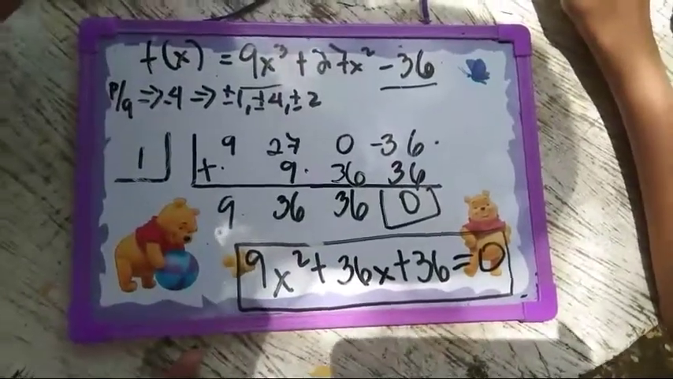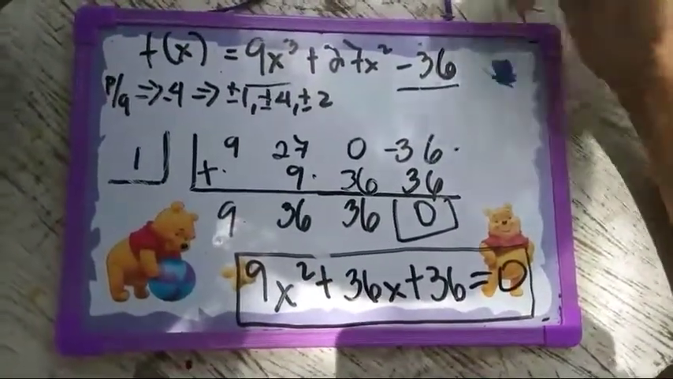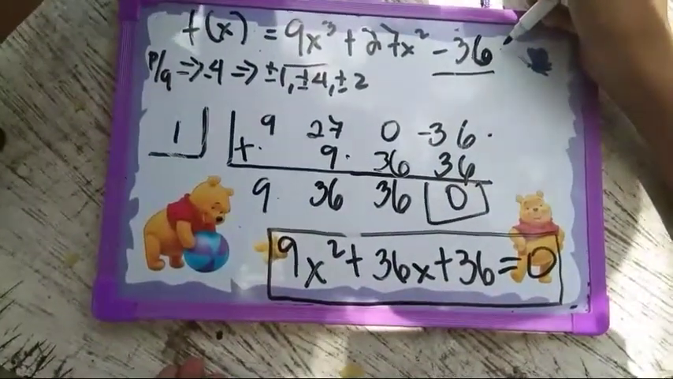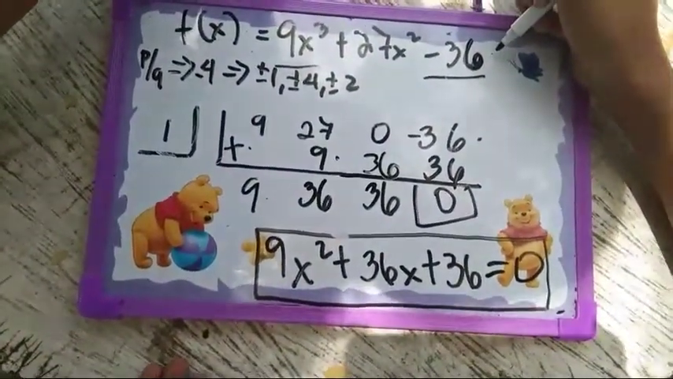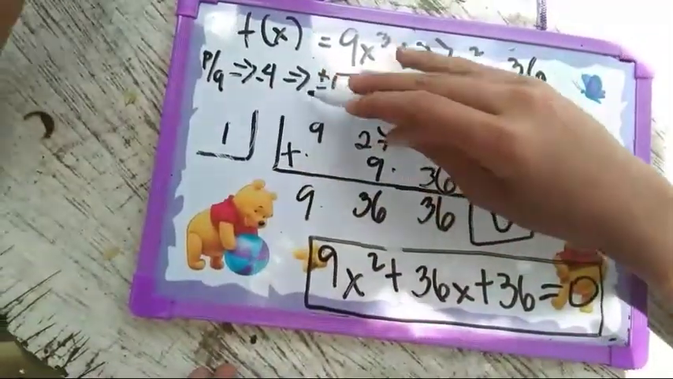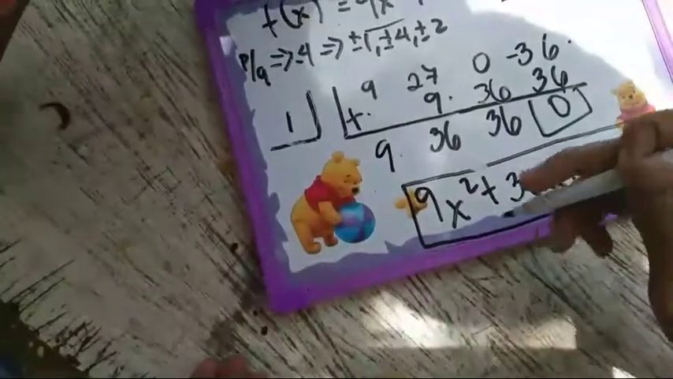So the next step that we are going to do is our synthetic division. So the first row of our synthetic division is the coefficient of our given polynomial function. We are going to use a synthetic division to find the factor of our given polynomial function. Next, our divisor is from our p over q. And now we are going to do the division.